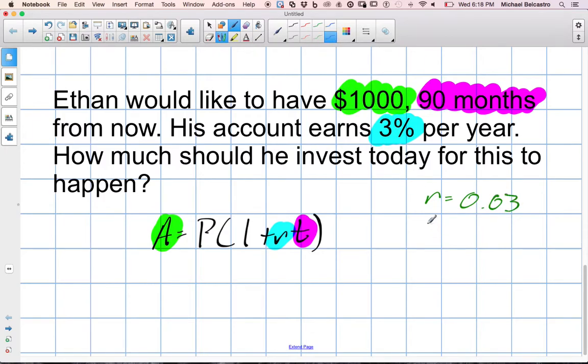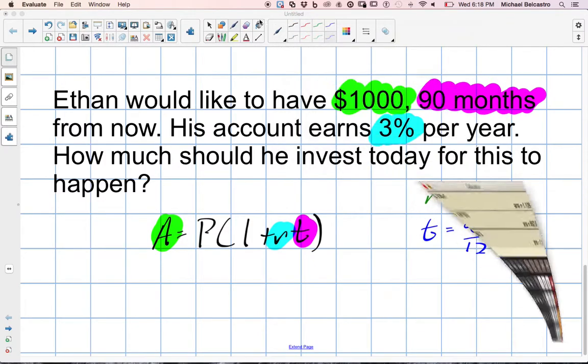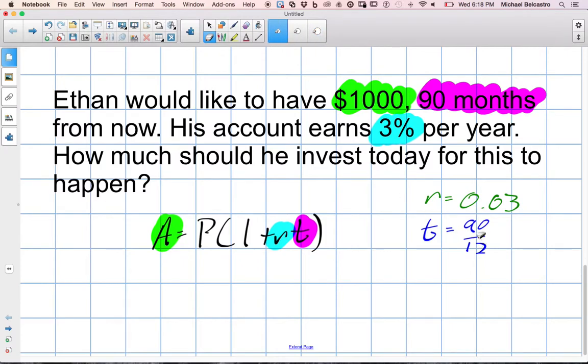Time is going to be 90 months. So to convert months to years, you would divide by 12, right? 12 months divided by 12 would equal 1 year. So you do 90 divided by 12. And let's see, divide 12. Came out to a really nice number, which is the opposite of what I wanted to happen. I should have been a better estimator.